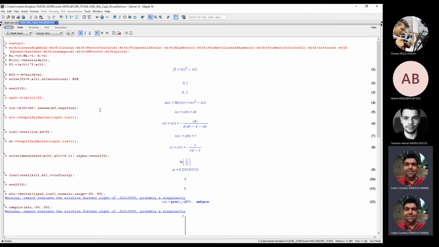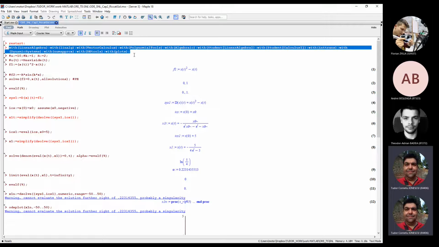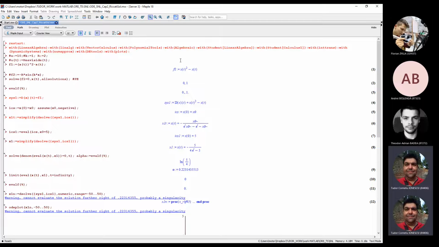Oh, but I do have it here. It's already made. So this is what a Maple sheet looks like. First of all, you need to properly load packages of tools: linear algebra tools, vector calculus, which is a specific and very important tool. You have polynomial tools, algebraic stuff, student linear algebra, student calculus, integral transformations, dynamical systems, numerical approximations, differential equation tools, and plots.